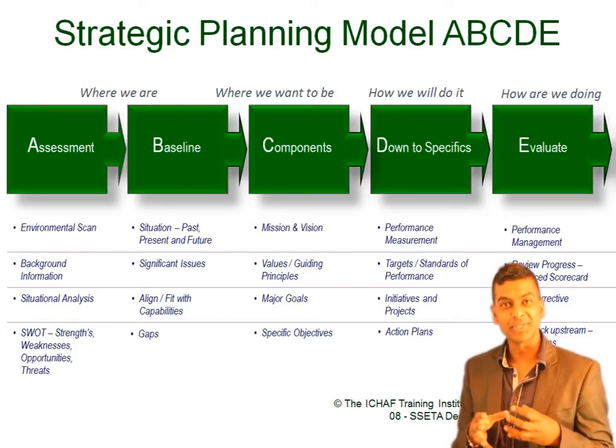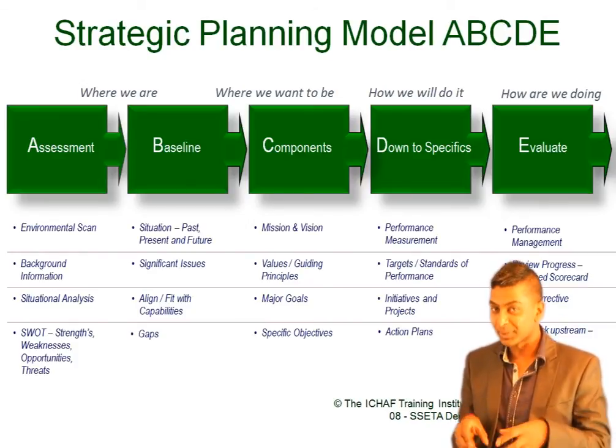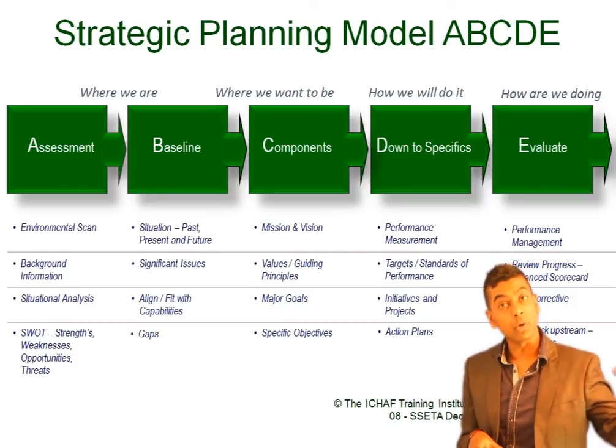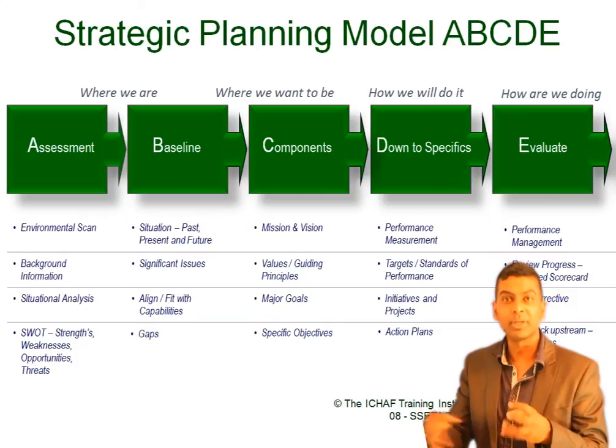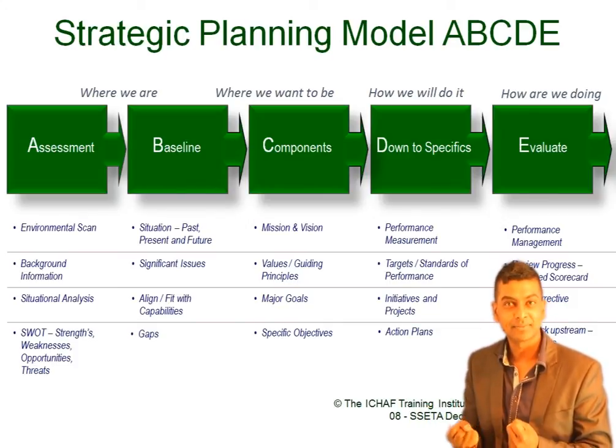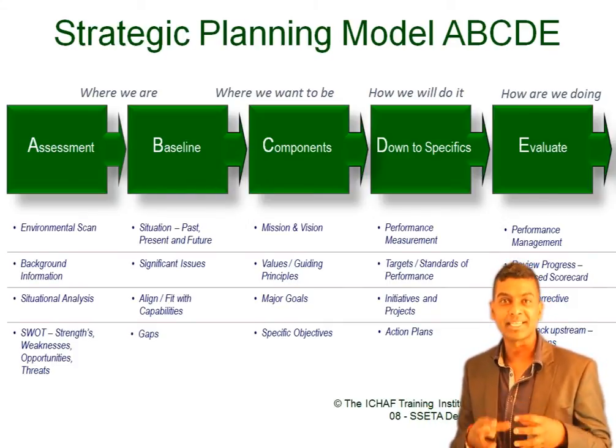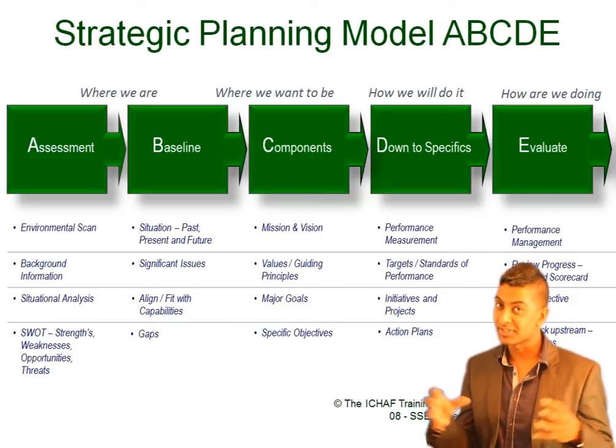As is the case for a hotel, now's the right time within this D phase to take all of your goals and to allocate them to the relevant people. We can call this action planning. And finally, we get to the E component of the strategic planning model.